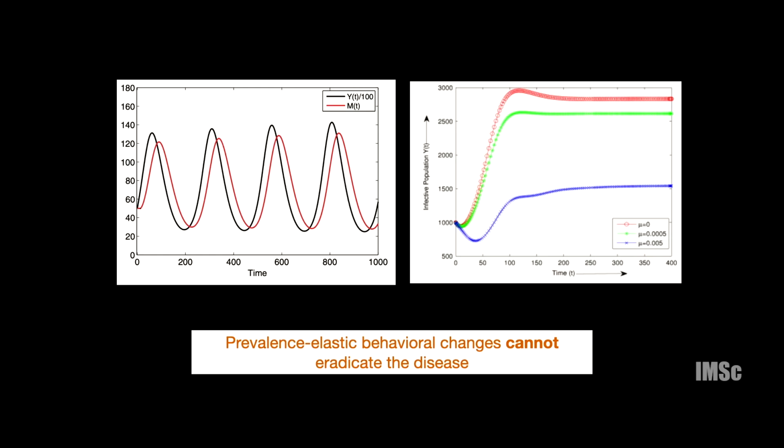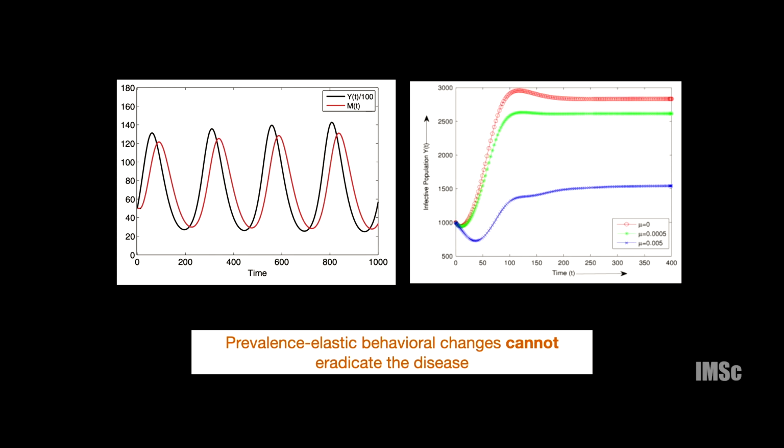This is the same feedback loop that I mentioned when I initially started talking about the behavioral changes: it never dies out, it just rebounds all the time. So it will keep fluctuating. You can see here that the number of cases is high when there are no media campaigns, which means mu is 0, compared to when there are some. But NPIs will never eradicate the disease because of this feedback loop. The prevalence-elastic behavioral changes cannot eradicate the disease.